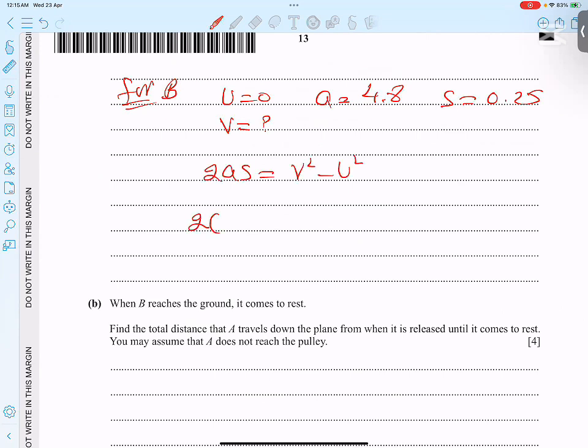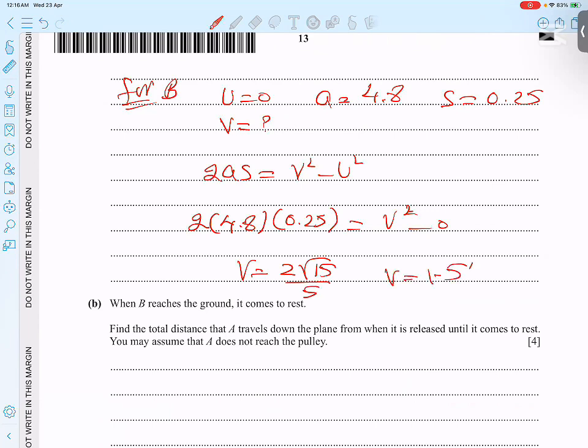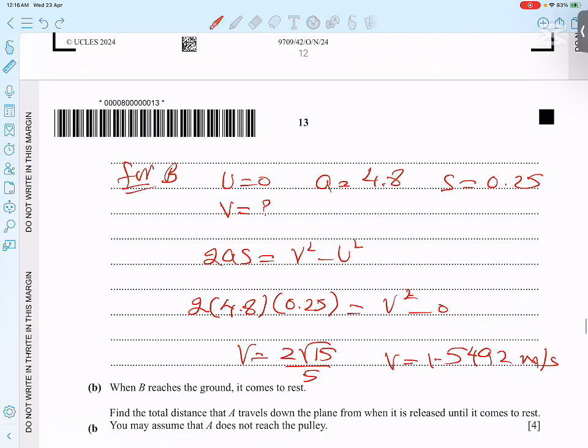You may ask what's the reason we are finding it, although he is not asking to find V squared minus U squared. So when I take a root of the whole thing, so root of 2 times 4.8 into 0.25, I get it in root form, 2 root 15 over 5, or decimal format 1.4592. You use the first one or second one, but I use the first one for more accuracy. All right, very interesting part.